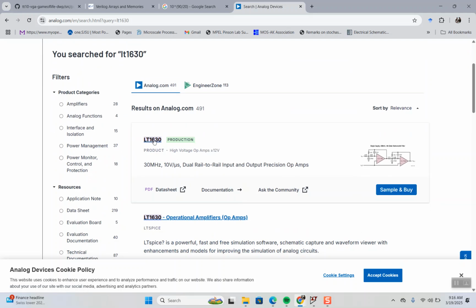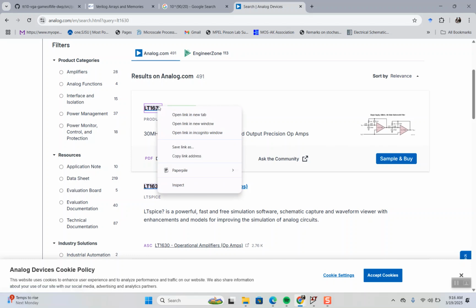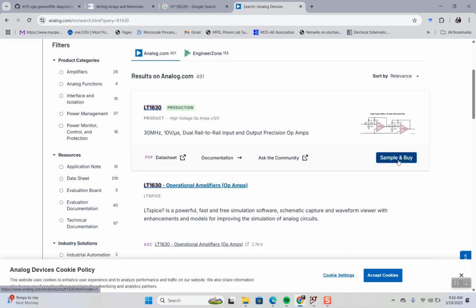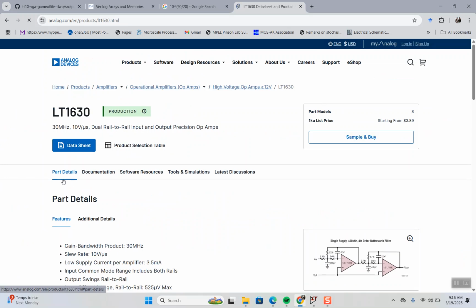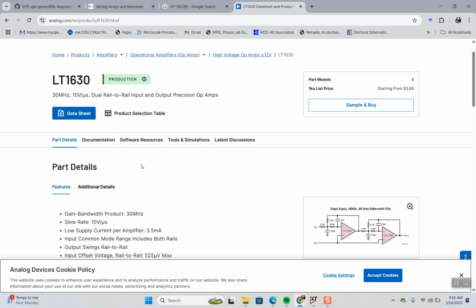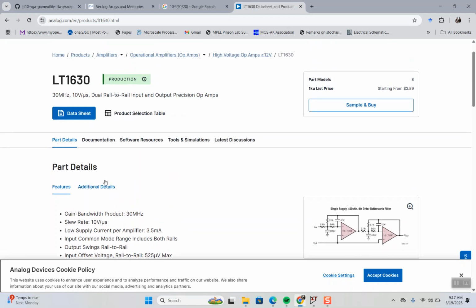LT1630 product. Okay. You know, you can get free samples. Just saying. Oh, maybe I gotta click on data sheet. All right. Gain bandwidth, 30, slew rate, low supply, all these great things. Okay. Let's just click on the data sheet.